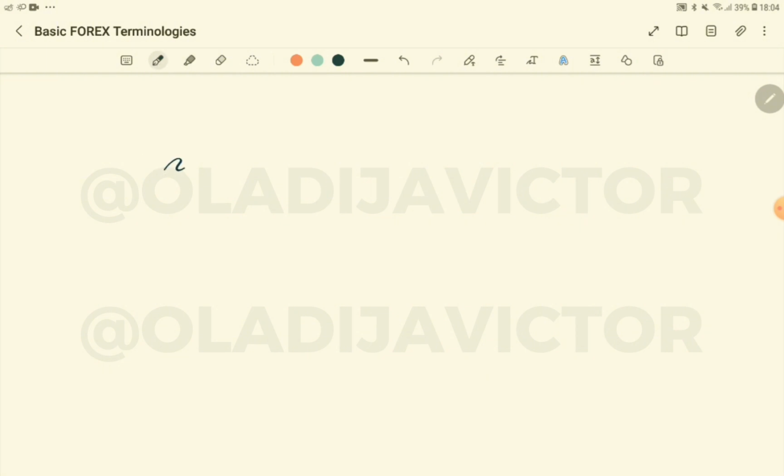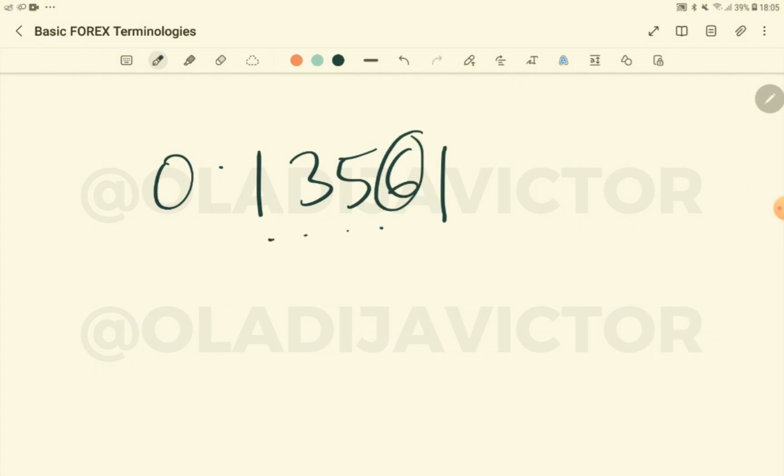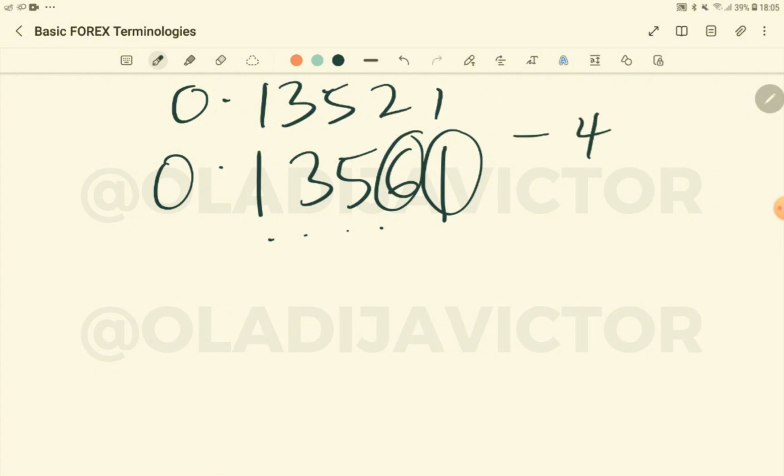Yeah, so if you have 0.13561, 1, 2, 3, 4, this is your pip. This is a tenth of a pip. So if it moves from 0.13521 to this, it is 40 pips. Why? Because it moves from 0.13521 to 0.13561, so it is 40 pips.